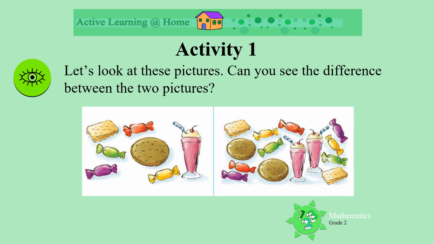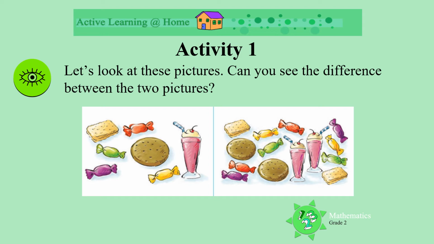Now let's look at the purple sweet. How many purple sweets do you see in the picture on the left? In the picture on the left, we have one purple sweet. Now remember to use the word double in your answer again. How many purple sweets are on the right-hand side? You could say on the left-hand side you have one purple sweet, and on the right-hand side you have double that amount. You have two purple sweets. One doubled is two.